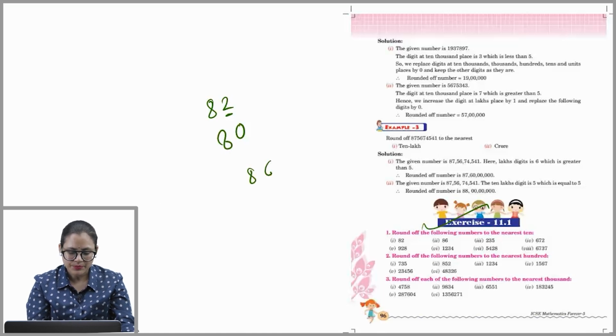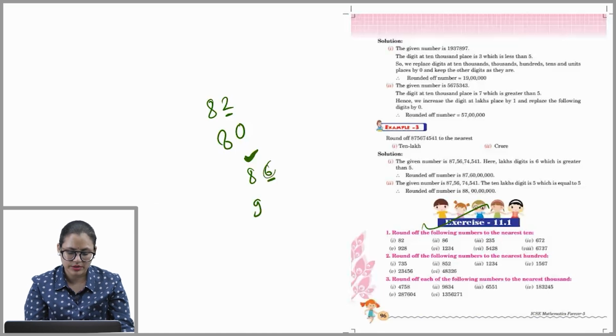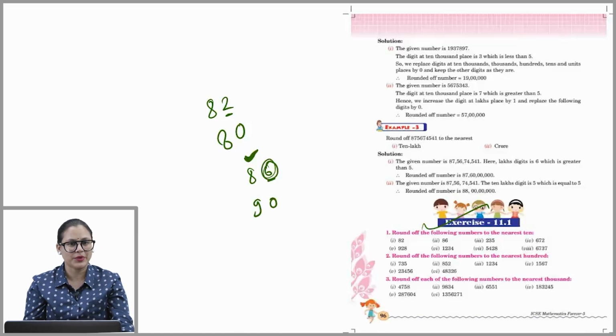And in 86, the digit at units place is what? Greater than 5. So the digit at tens place will be increased by 1. That is, it will become 9 and we will replace this digit by 0. Okay.